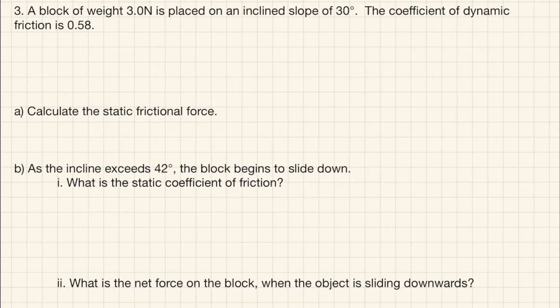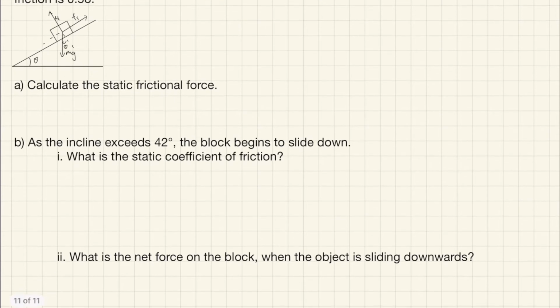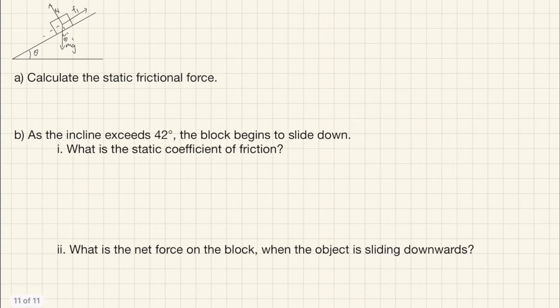Question 3 is a two-part question where there is a block on a slope of 30 degrees with the weight and coefficient of dynamic friction given. For part A, we will calculate the static frictional force. The static frictional force is simply another way to say the force resisting the block from moving, which is also the force of the block acting along the slope. Therefore, the static frictional force is 1.5 newtons.